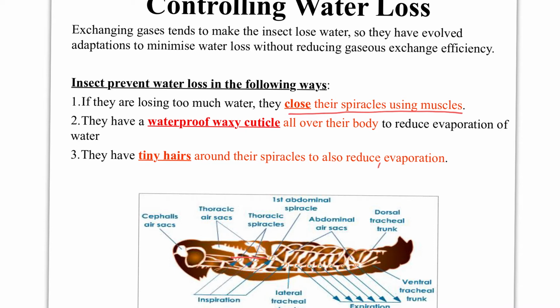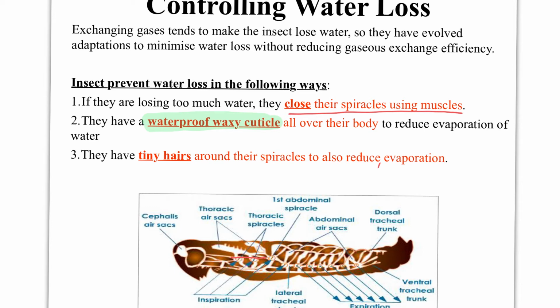And also the metabolic rates of insects is often quite low, so they can cope for a little bit longer than we could with a lot less oxygen. Insects are also covered in a waterproof waxy cuticle. And I know that you're thinking, oh, I've heard about these waxy cuticles before. That's like on plants. Well, although it might be made of a slightly different substance, it serves exactly the same purpose as the waxy cuticles that we see on plants. It prevents the evaporation of water. Insects also have tiny hairs around their spiracles to help reduce evaporation.